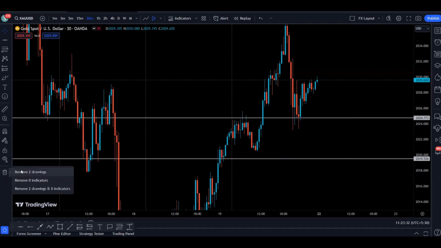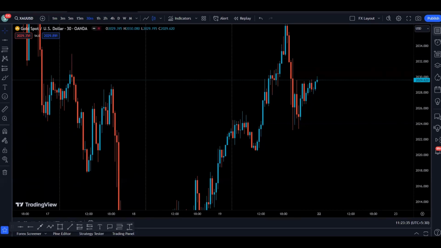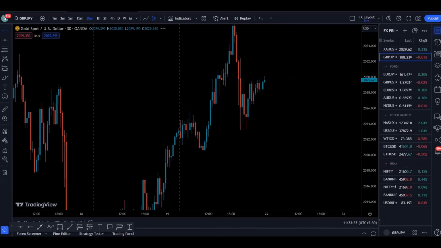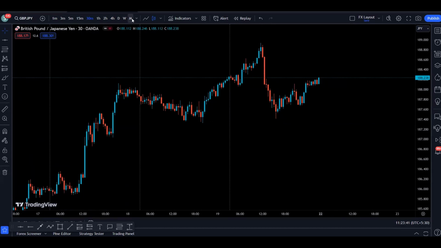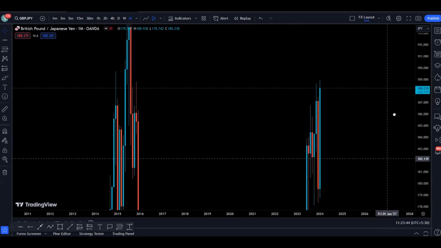Now let's talk about our second pair, which is GJ. For GJ also we are going to start with the monthly time frame. Now let's go to the GJ monthly time frame. So now we are on the GJ monthly time frame.